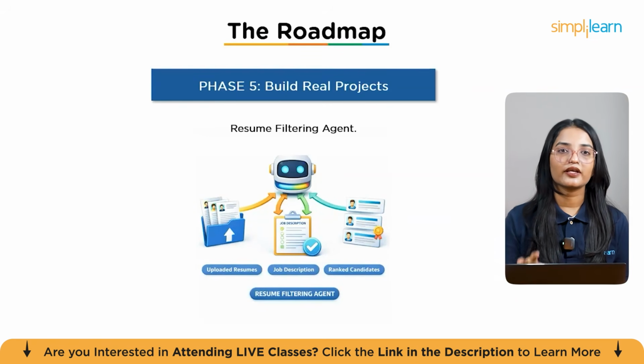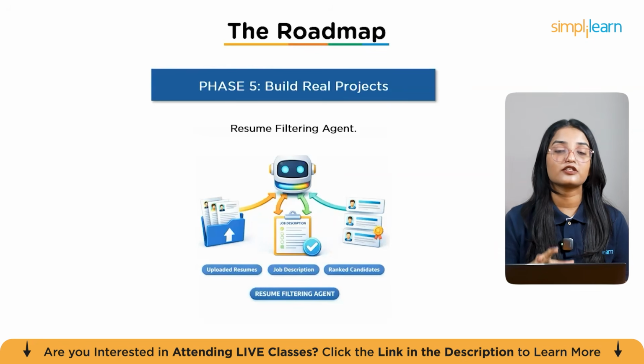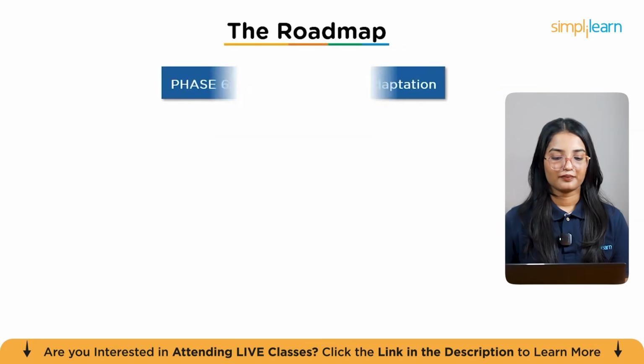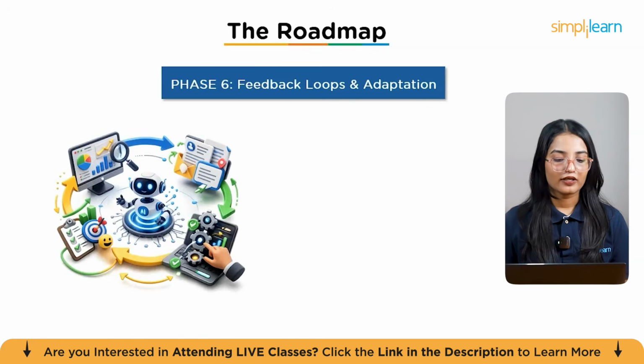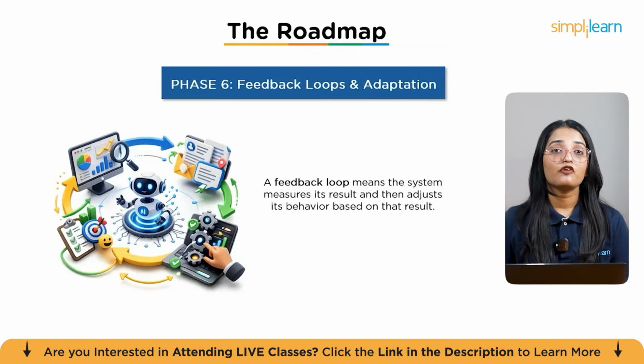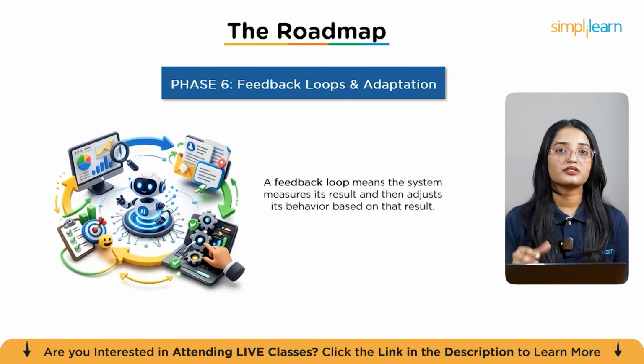Once your agents are working reliably and you have handled failures properly, there is one more layer that makes a system truly powerful. And this is where feedback loops and adaptation come in. Let's move into that. So moving on to our sixth phase, feedback loops and adaptation. So what are feedback loops here? Let's simplify it. A feedback loop means a system measures its result and then adjusts its behavior based on that result.